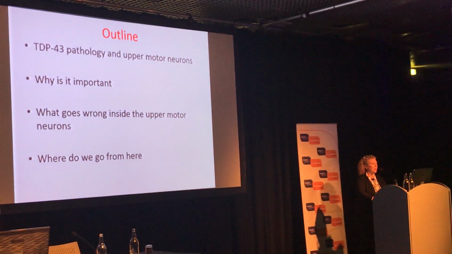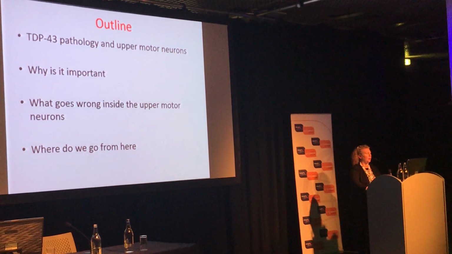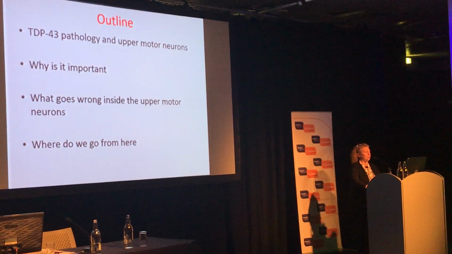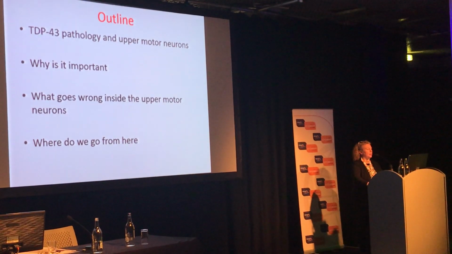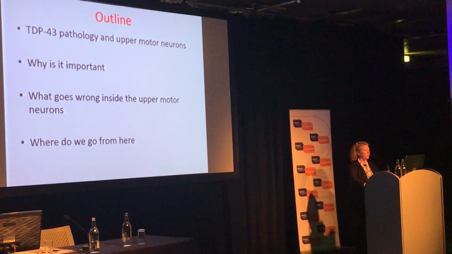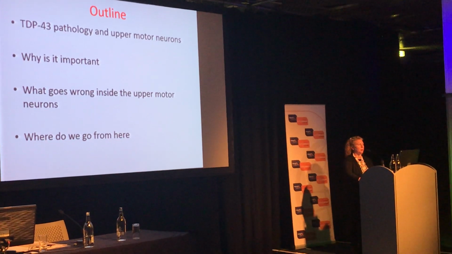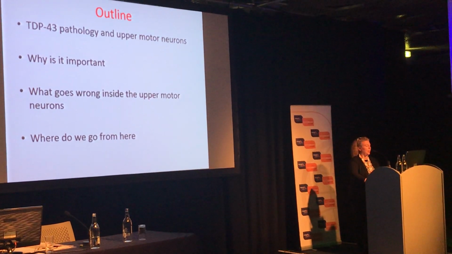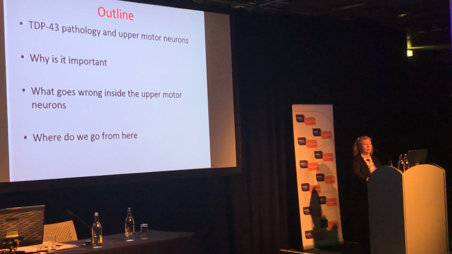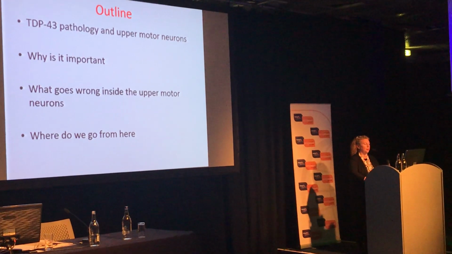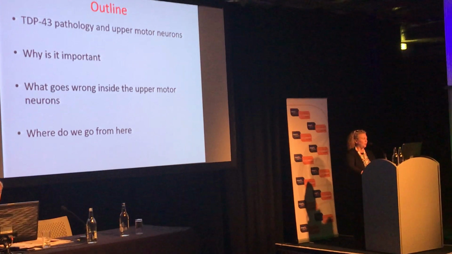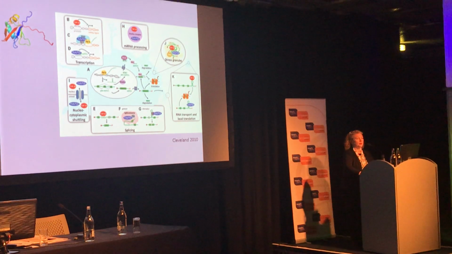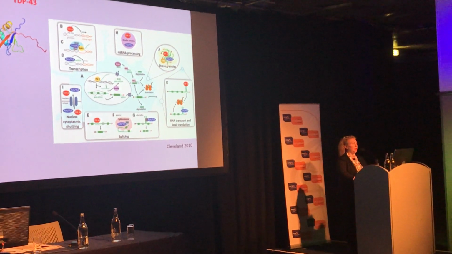For the outline of the talk, I want to tell you about the TDP pathology in upper motor neurons and tell you briefly why they are important. Then we want to go deep into what goes wrong inside the upper motor neurons. Then maybe, if I have time, I will talk a little about what we can do and where we can go from here.